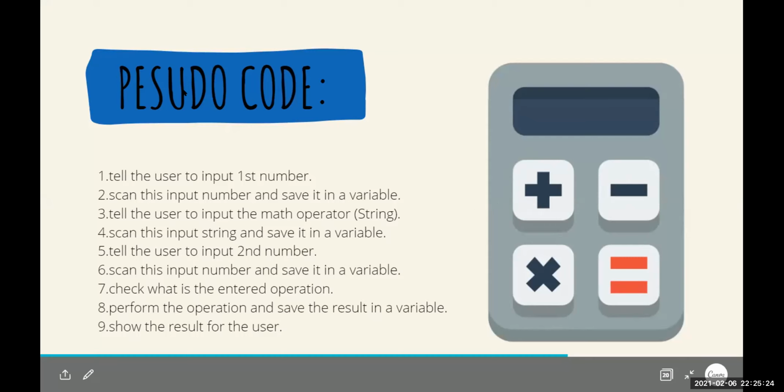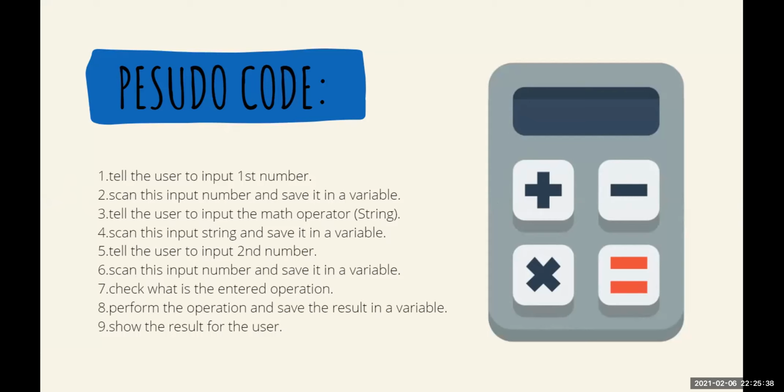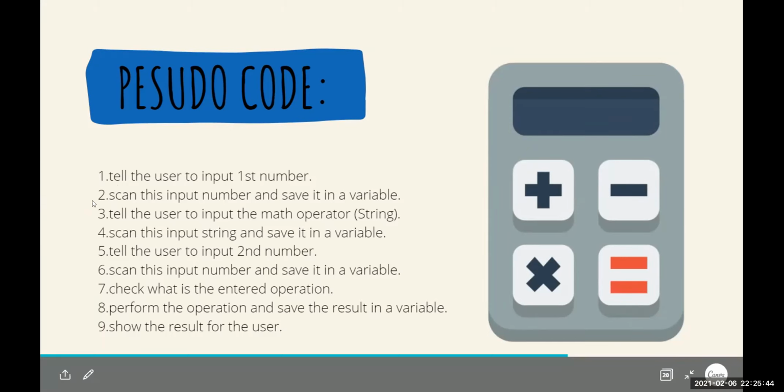So this is the pseudocode for the calculator program. You know the pseudocode, right? Yes, it's like code, but simply in text to describe the code. It's a declarative sentence. Code without language. Exactly.